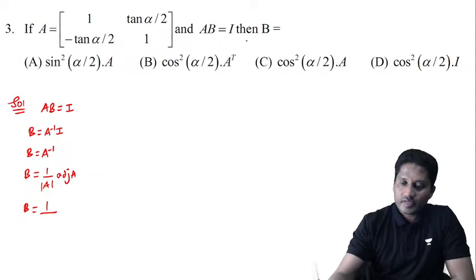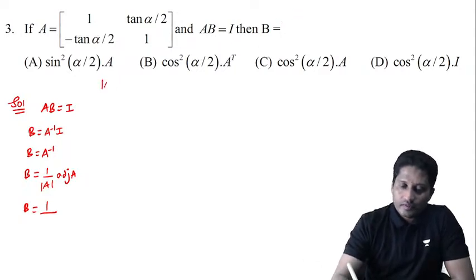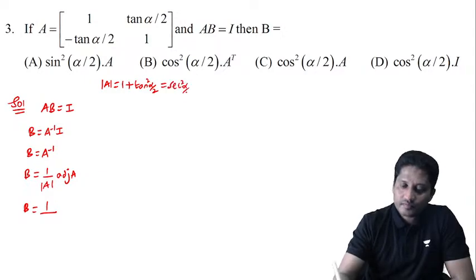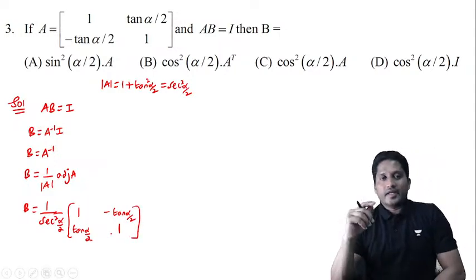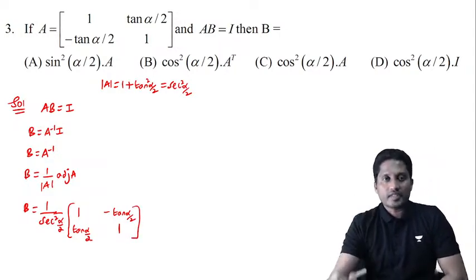Determinant of A, if I find out here, determinant is equal to 1 minus and minus is plus, you get tan square x by 2. 1 plus tan square x by 2 is sec square x by 2. So this is 1 by sec square x by 2, into adjoint. Adjoint is what? Interchange the diagonal elements and change the sign of other elements. So this is minus tan x by 2. This minus will become plus, so this is plus tan x by 2. Adjoint of a 2 by 2 matrix: interchange the diagonal elements and change the sign of other elements.